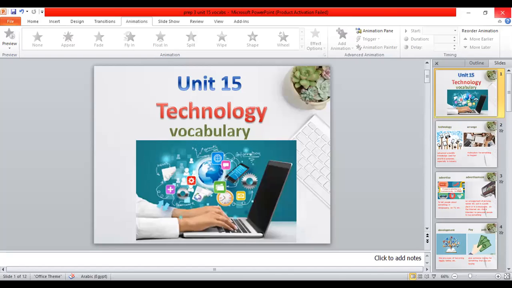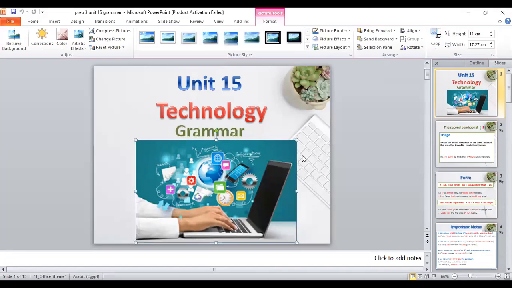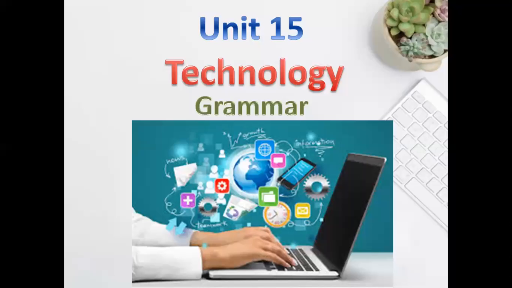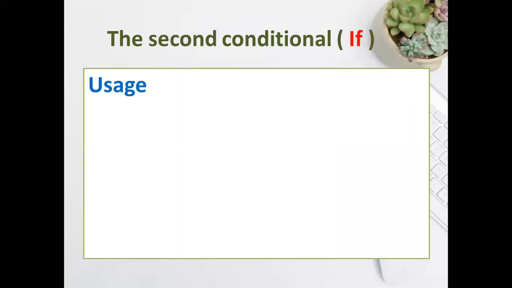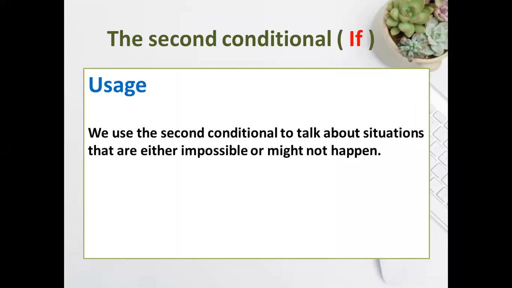Now we finished the vocab part, so now we will move to the grammar part. Our rule today is the second conditional, if. Usage: we use the second conditional to talk about situations that are either impossible or might not happen. So we talk about situations that are impossible.